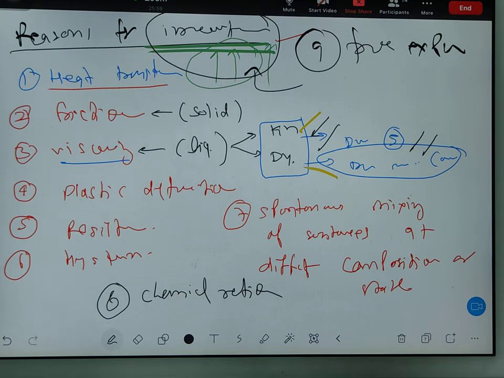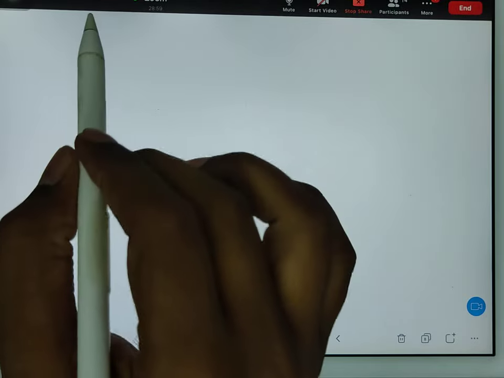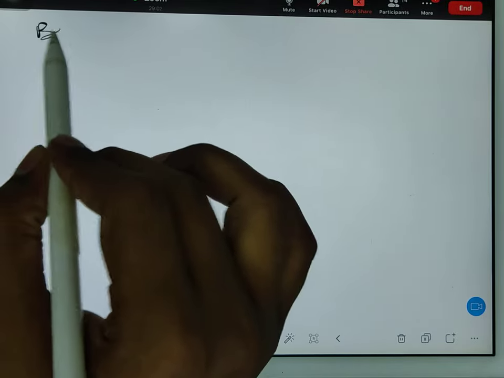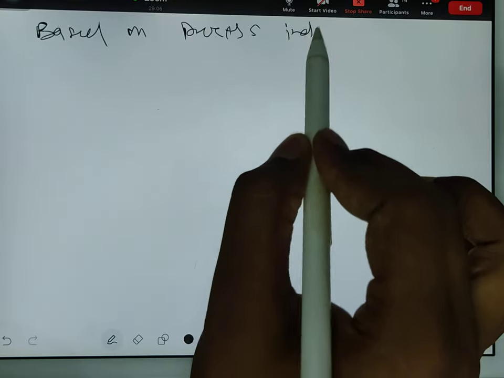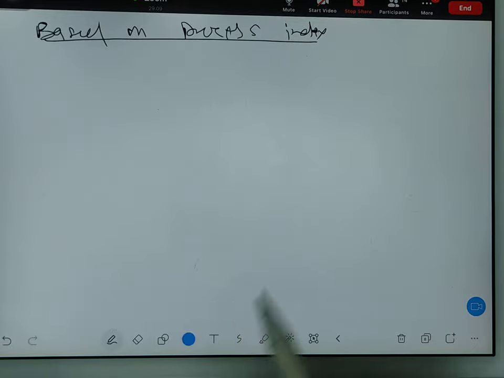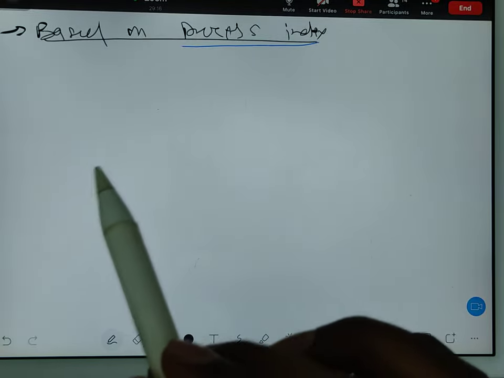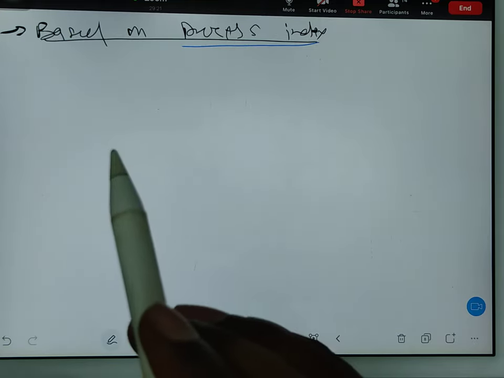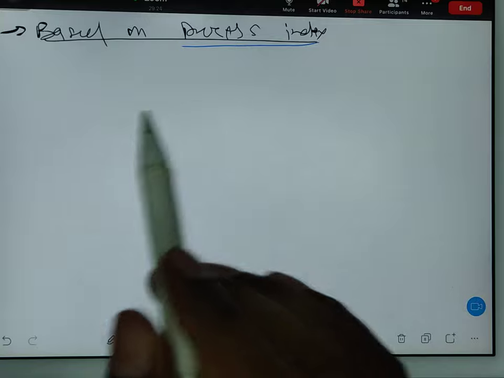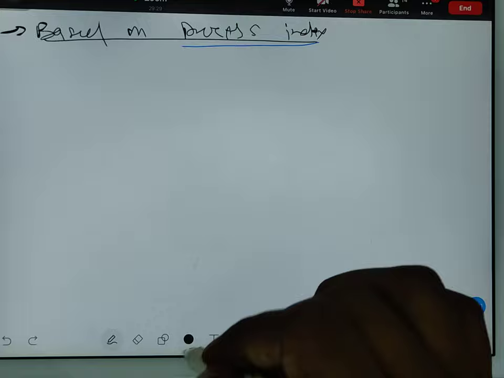Okay, copy this, then I will change the page. So now I am going to explain based on process index. What is process index? I will explain now. See guys, I am trying to give you types of reactions, like types of processes in thermodynamics. So one process I explained based on reversibility. There I said, if there is irreversibility, then we have to calculate entropy.